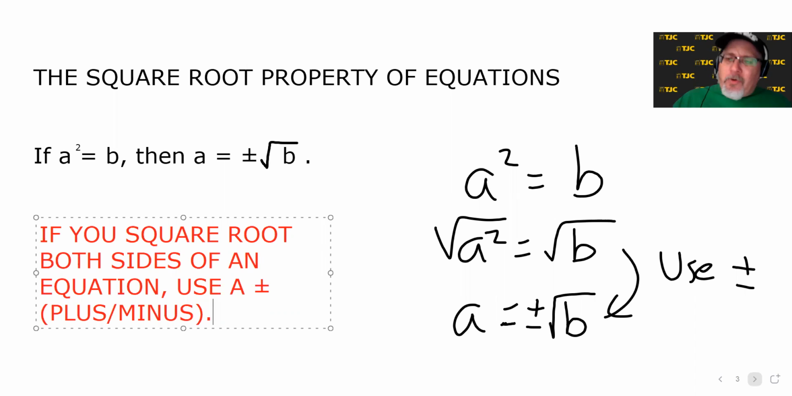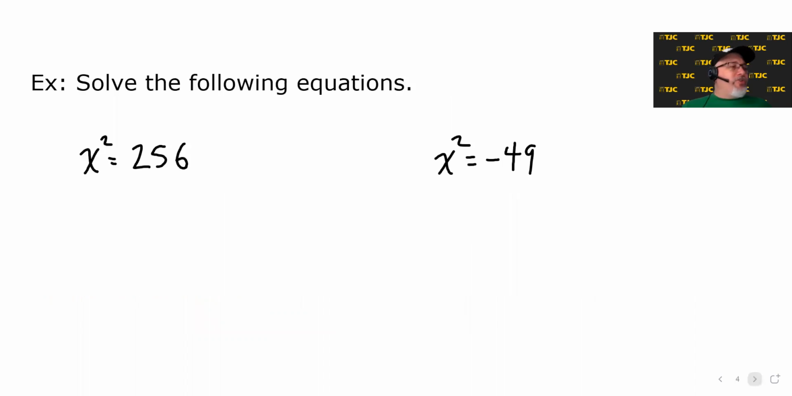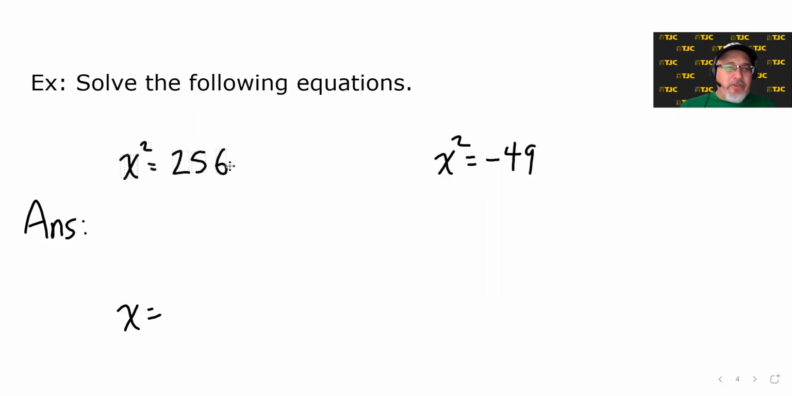So let's take a look at a few real quick examples and we'll wrap up this video. Solve the following equations. We have x squared equals 256 and x squared equals negative 49. Now, both of them are one move away from being done. In other words, if you think of this as a goal-oriented task, our goal is to say x equals, then all we have to do is whatever is necessary to get rid of the square on the x, and that is to square root both sides.